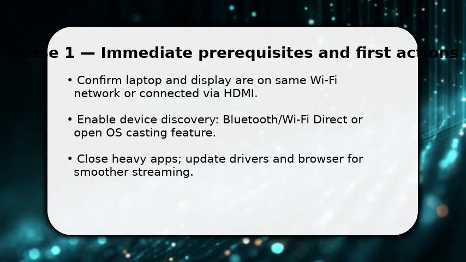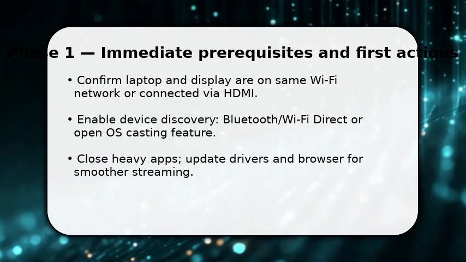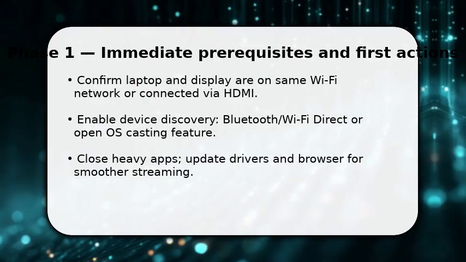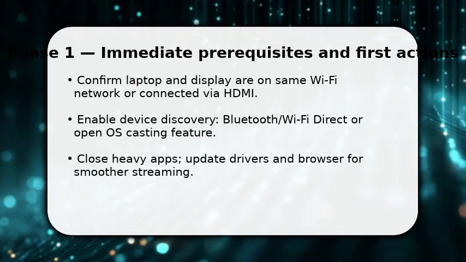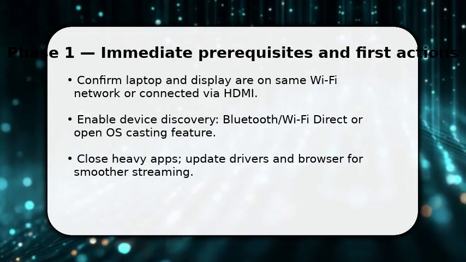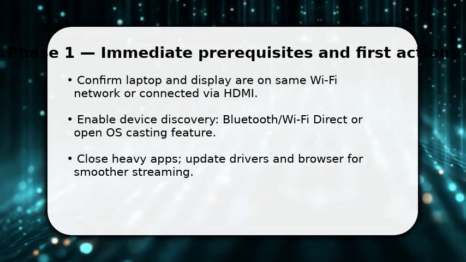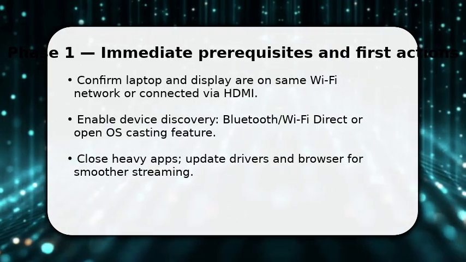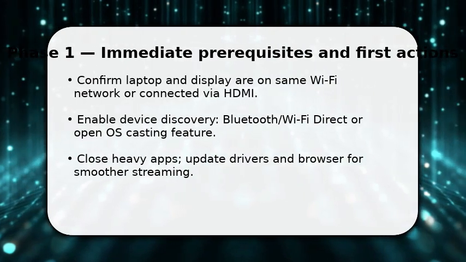You begin by getting real about prerequisites and taking the first actionable steps. Make sure your laptop and the target display are on the same network, or plug in an HDMI cable for a direct link. This reduces latency. Once done, open the operating system's casting or screen share control and enable device discovery. This allows the receiving unit to appear. You should also quit resource hogs and verify browser or driver updates, so the stream will be stable and responsive.